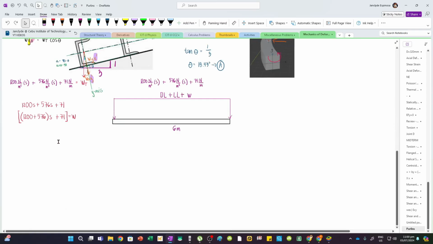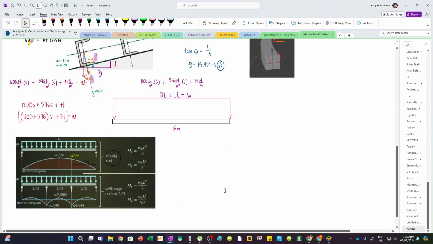So copy natin to, lagay natin dito. So we have here, the maximum moment about X is gonna be W, which is, diba, ito, yan yung total weight, W multiplied by L squared. So this is gonna be 6 and then squared, kasi diba ito yung length ng beam, divided by 8. Ito yung maximum moment about X.